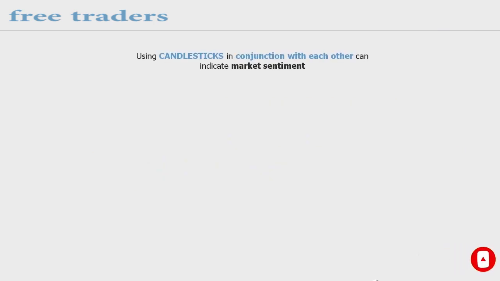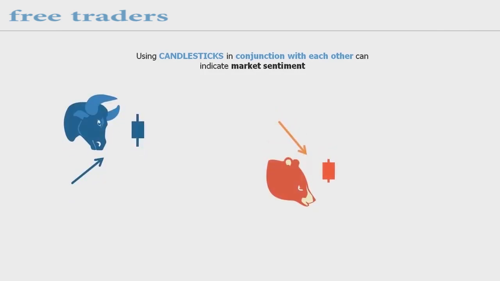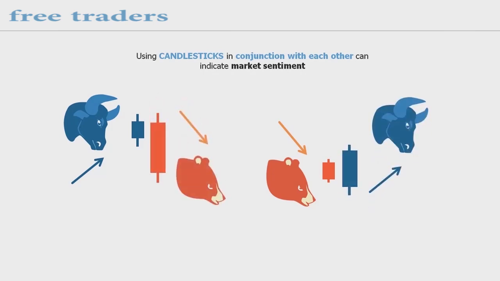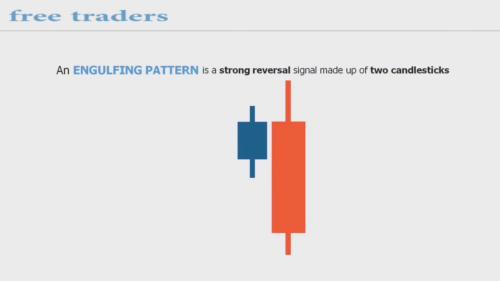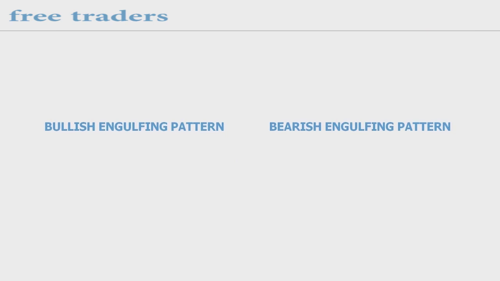Using candlesticks in conjunction with each other can indicate market sentiment by highlighting a shift in power between the buyers and the sellers. Candlestick patterns can therefore provide signals such as a reversal of price action. An engulfing pattern is a strong reversal signal made up of two candlesticks. There are two types of engulfing patterns, a bearish engulfing pattern and a bullish engulfing pattern.